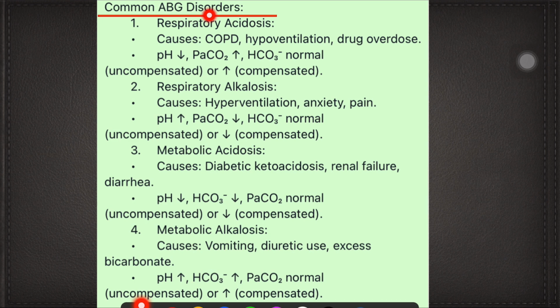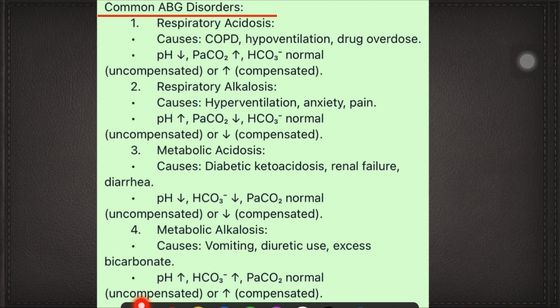Let's see some common ABG disorders: respiratory acidosis and alkalosis, then metabolic acidosis and alkalosis. Okay, in respiratory acid-base imbalances, partial pressure of carbon dioxide is abnormal. In acidosis, it is increased, and in alkalosis, it is decreased. Then causes of respiratory acidosis are COPD, hypoventilation, and drug overdose. In all these cases, carbon dioxide buildup occurs because it is not efficiently removed, so partial pressure of carbon dioxide is increased.